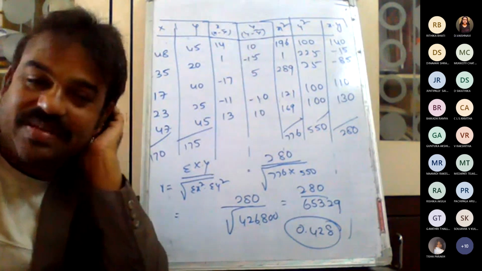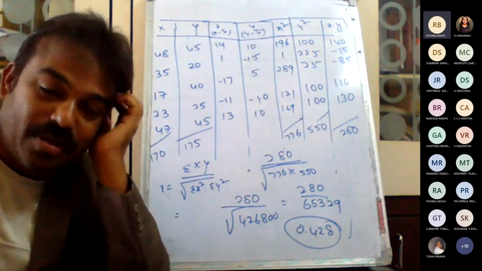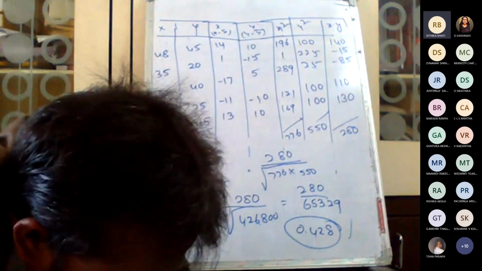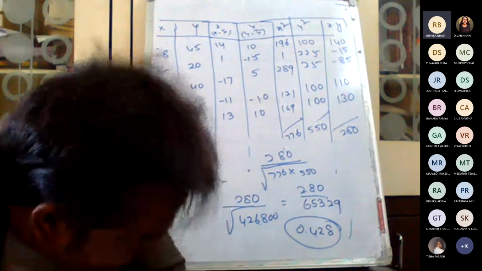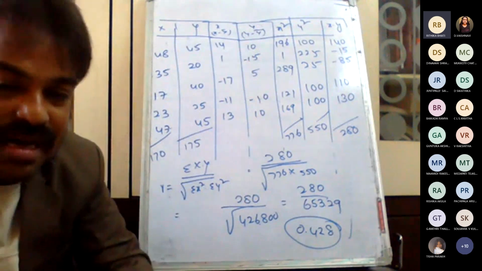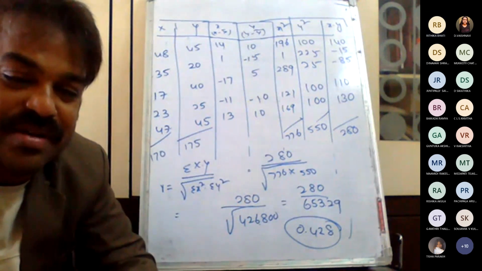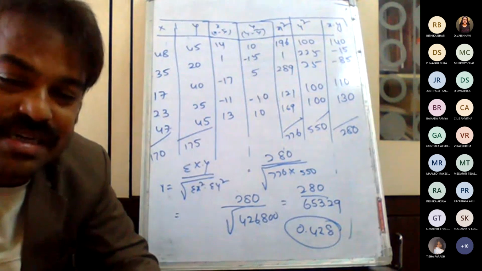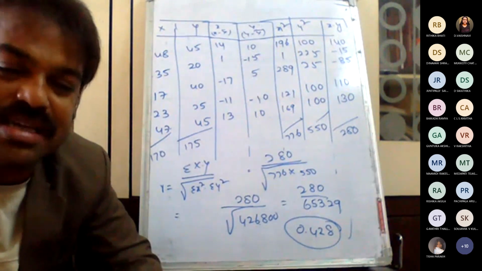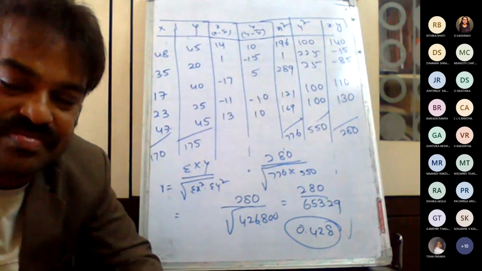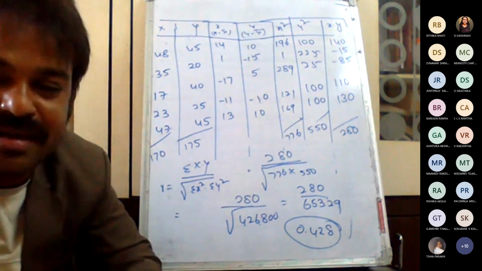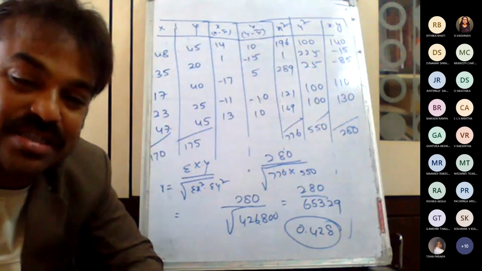Sir, if it would be minus 2 point something here, then it is negative. Negative. Always remember the coefficient is always between plus or minus 1. Generally it will always be considered as plus or minus 1. So always prefer to conclude as a positive relationship or negative relationship.